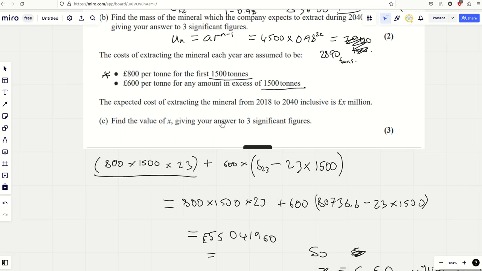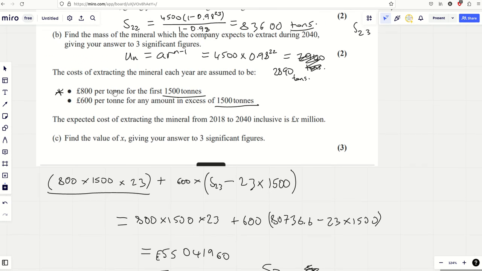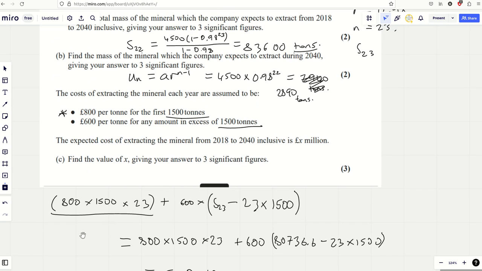So what I thought I'd do for the last bit is I'd take my 800 quid a ton, times it by 1,500, so I know how much per year I'm spending extracting the first 1,500 tons, and then times it by 23 because I've got 23 years. So I'm going to do this on my calculator because I think my final answer's wrong here. 800 times by 1,500 times by 23. And then I'm going to add on to that 600 times by the sum from the first 23 terms. I'm slowly typing this into my calculator.